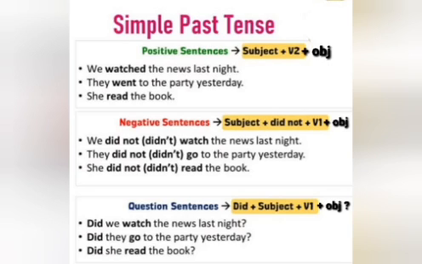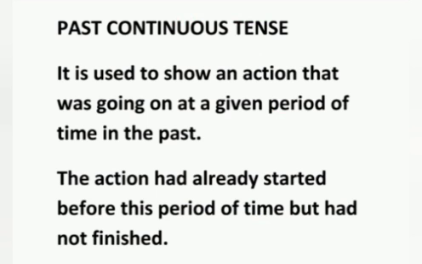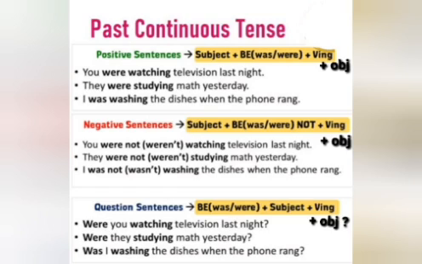Okay. Next we have past continuous tense. Now past continuous tense is used to show an action that was going on at a given period of time in the past. Now the action had already started before this period of time but had not finished. So the syntax for past continuous tense is subject plus was or were plus V1 plus ing plus object.